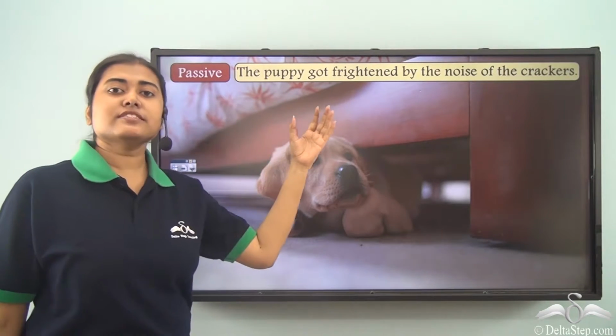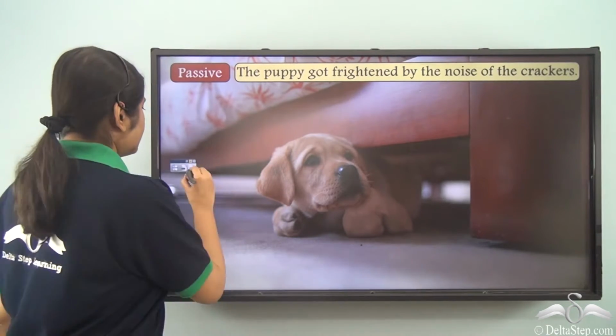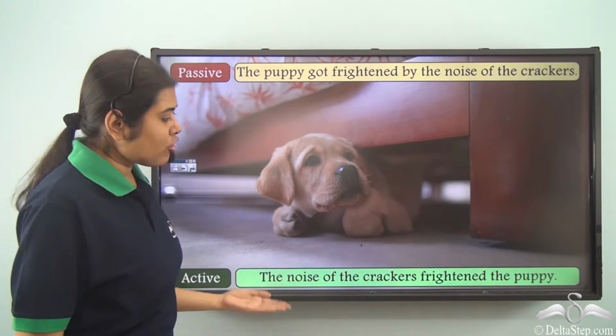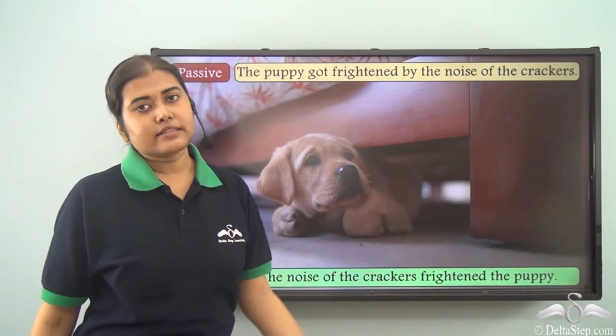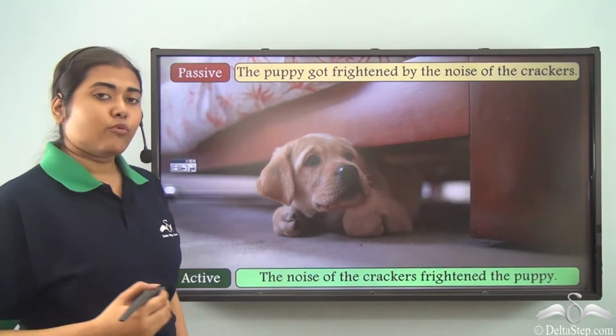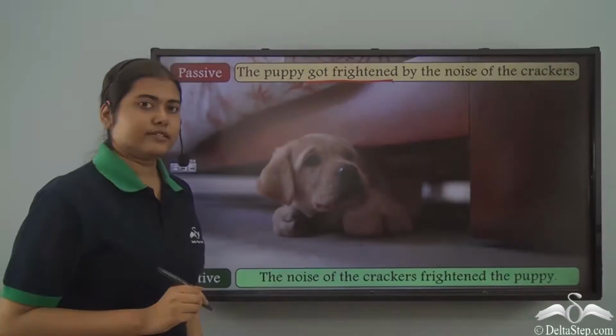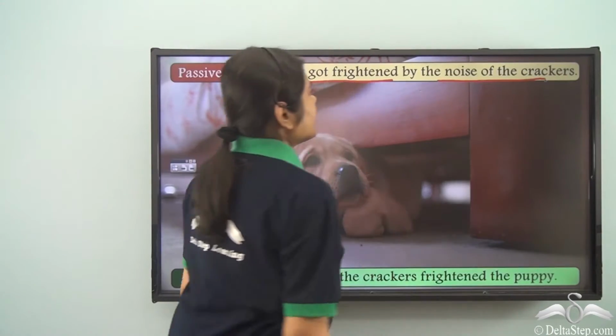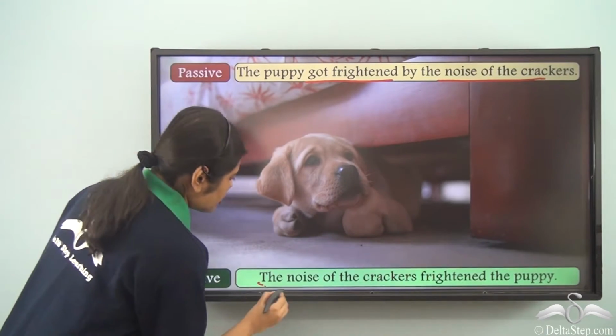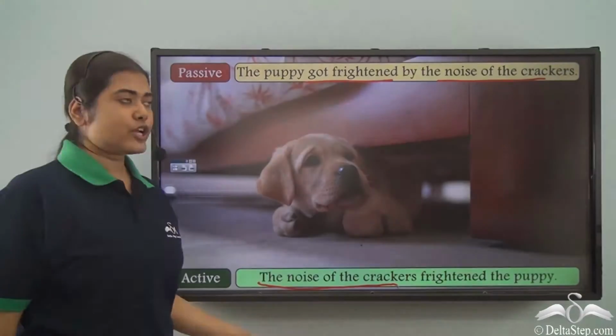Now, how do I change this sentence to active voice? I'm going to write it as the noise of the crackers frightened the puppy. Now here, what do we see? First, the verb is got frightened. So what is the doer here? The noise of the crackers. So the noise of the crackers comes as the subject.